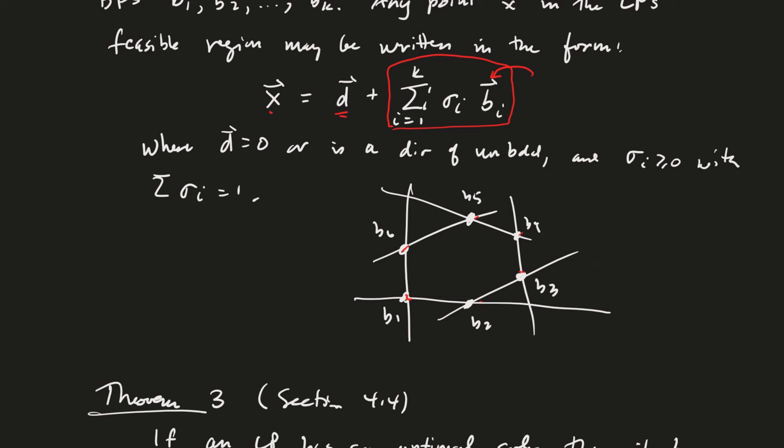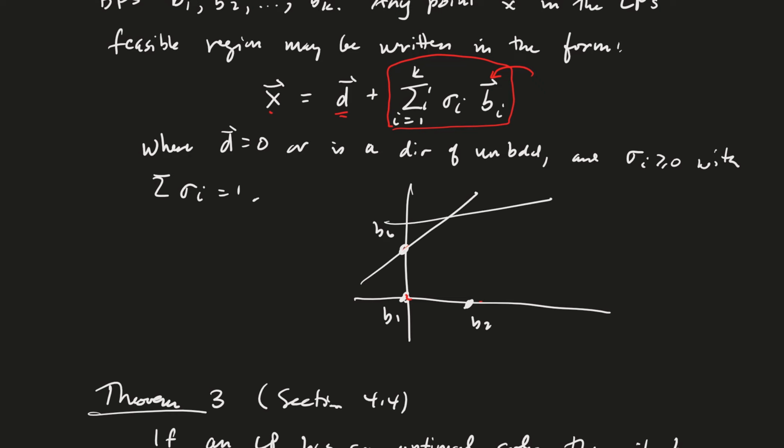Good. Now, what happens if the set is not bounded? So let me remove some of these here, and let's take a look. I might have one set like that and another one like that. All right, we've looked at a set kind of like this before.